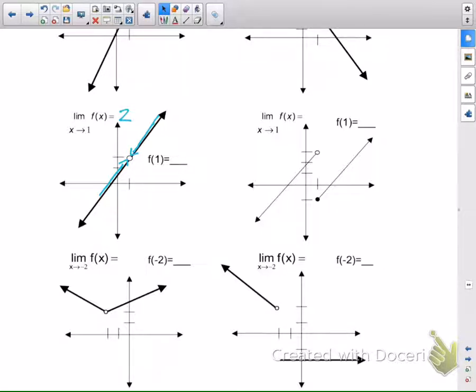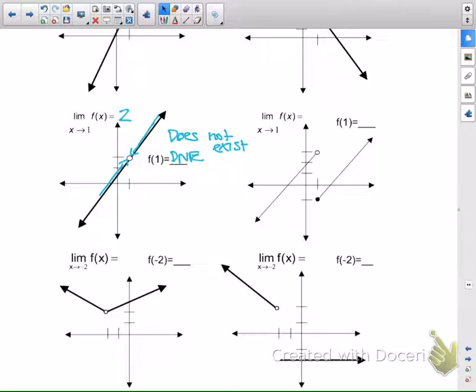However, there's a hole there, which means the actual function value at 1, what? There's nothing. And so this is where we use this notation DNE. This stands for does not exist. Okay? You can use DNE for a limit if a limit doesn't exist, or you can use it for a function value if that doesn't exist. It doesn't exist because there's a hole in the function there.